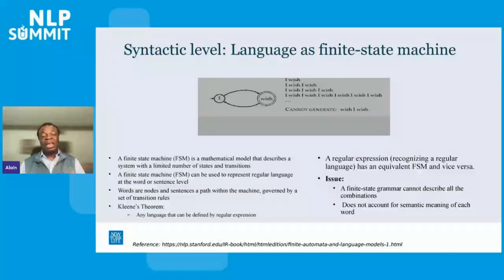So this is again part of the syntactic level of the language. Language here is viewed as finite state machines or finite state automata, right? An FSM is a mathematical model that describes a system with a limited set of states and transitions between those states. Transitions could be deterministic or probabilistic. There are many types of viewpoints for that, and you can use this machine effectively to represent a word.